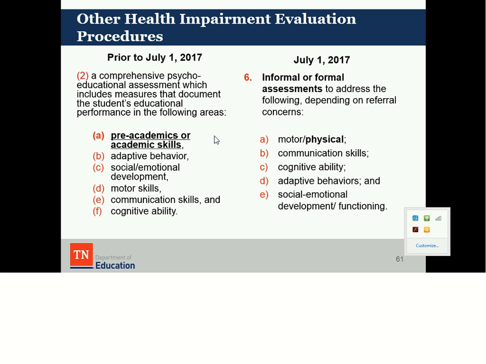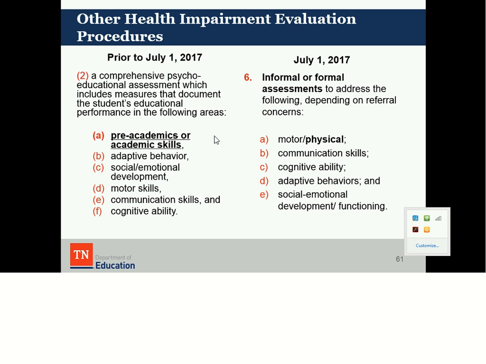The next section has not changed. Again, it's been changed for clarity only. So previously it was required that a psychoeducational assessment be done on the 5 major areas, and then in addition to that, the academic achievement skills or academic skills. What has been clarified is that that's by formal or informal assessment. So that's not necessarily a change, but again, it is a clarification that those 5 areas that need to be assessed are motor or physical, communication, cognitive, adaptive behaviors, and social emotional functioning.